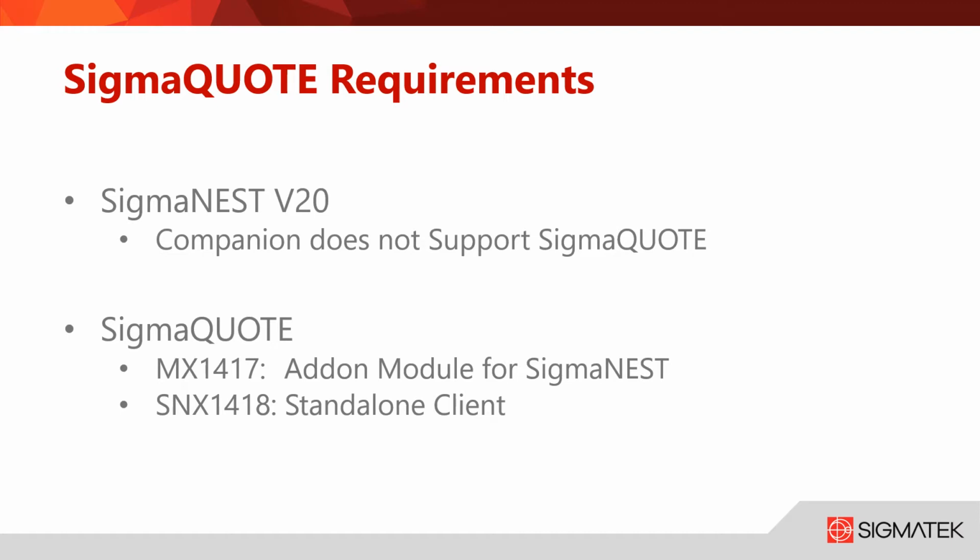Now, let's first talk about what you will need to run SigmaQUOTE. Firstly, you will only need to install SigmaNEST version 20, as the installer will have everything you need to run SigmaQUOTE. To license SigmaQUOTE, we have two options. First, you can enable the module in SigmaNEST with MX 1417. Secondly, you can use a standalone SigmaQUOTE client, which is SNX 1418.